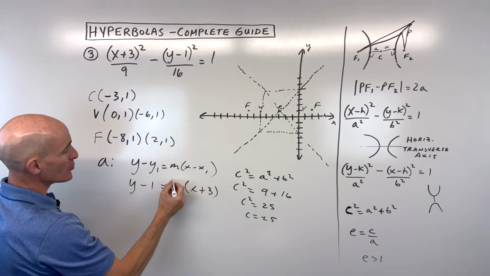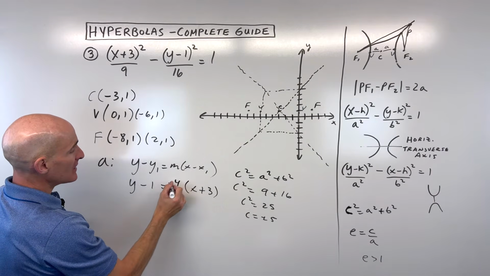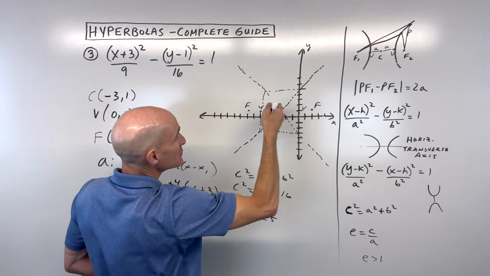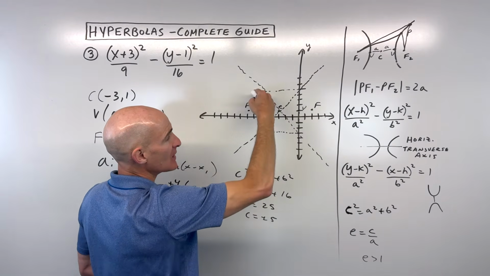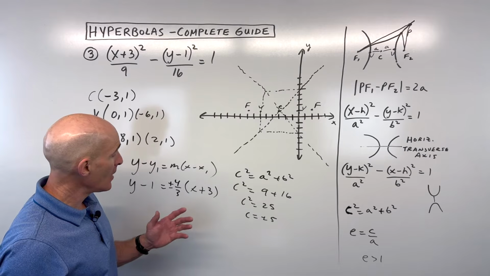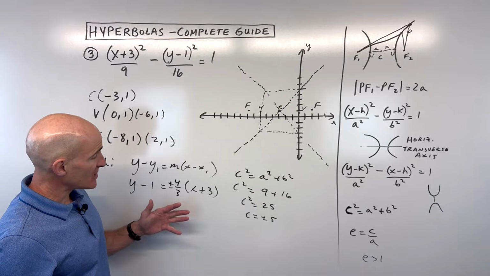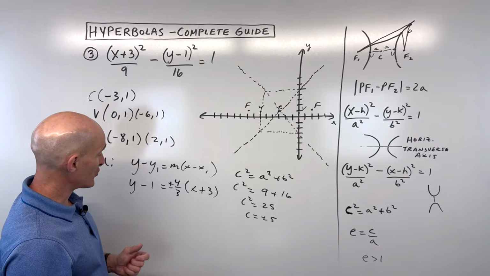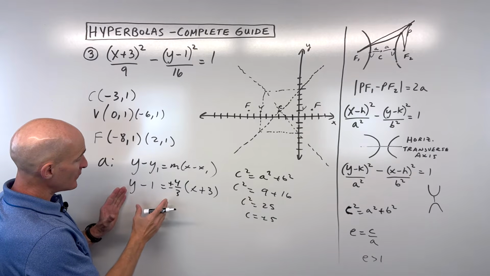We want to take the square root, and it's plus or minus. This one has a positive 4/3 slope. This one has a negative 4/3 slope. You could leave it like this. It depends on your teacher, your class, or what you're trying to accomplish. But let's go ahead and see if we can solve for y.